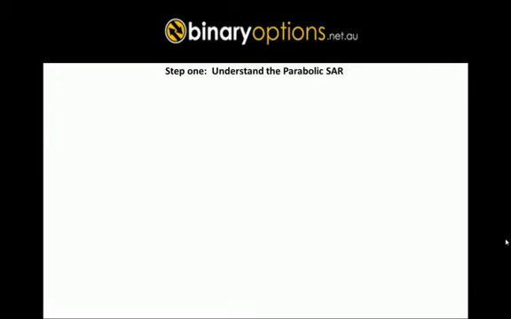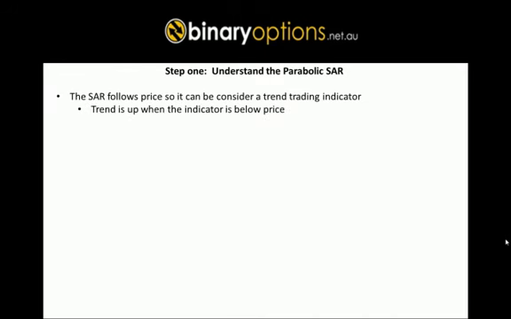First of all, we need to understand what the Parabolic SAR is. The SAR follows price, so it can be considered a trend indicator. Trend is up when the indicator is below price and the trend is down when the indicator is above price. You need to know that the indicator is plotted as dots above and below price.